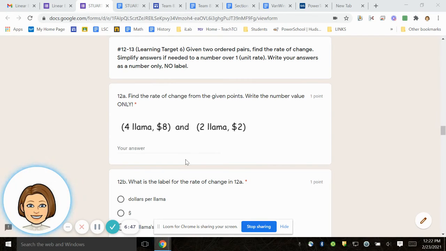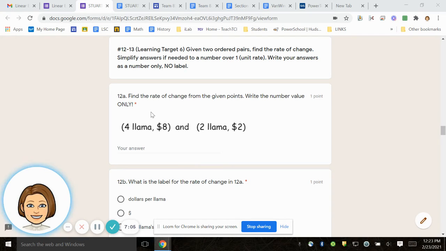Numbers 12 through 13, we're going to give you 2 ordered pairs. Find the rate of change. Make sure your answer is in the unit rate. Write your answer as a number only and no label. To find this, you need to set up your ordered pairs vertically.